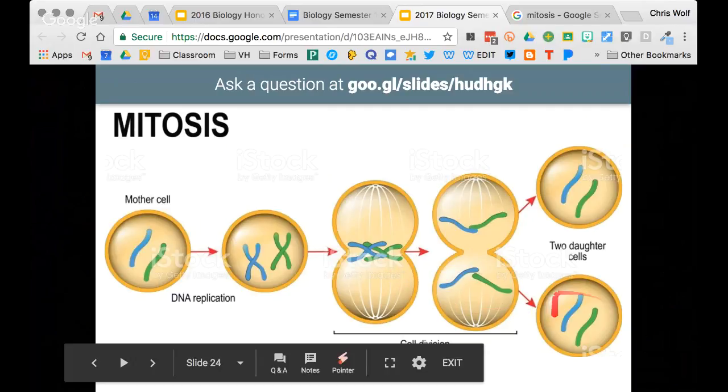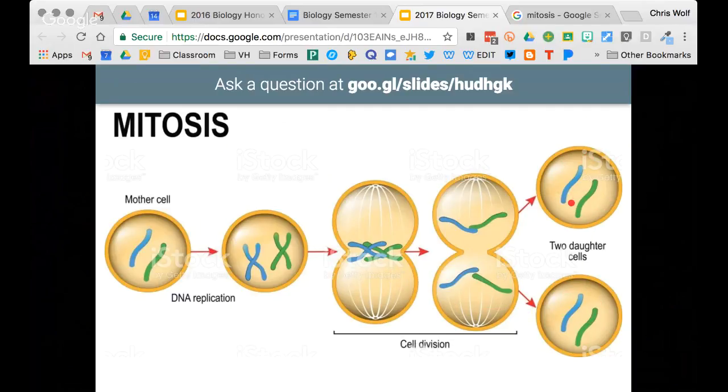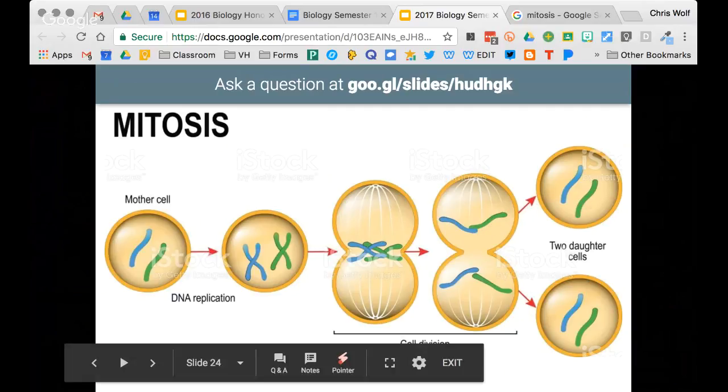This cell would have 4 chromosomes. This cell would have none. Those spindle fibers are really important for actually moving and separating the chromosomes during mitosis. So that was a really good question that someone put in the slide deck.